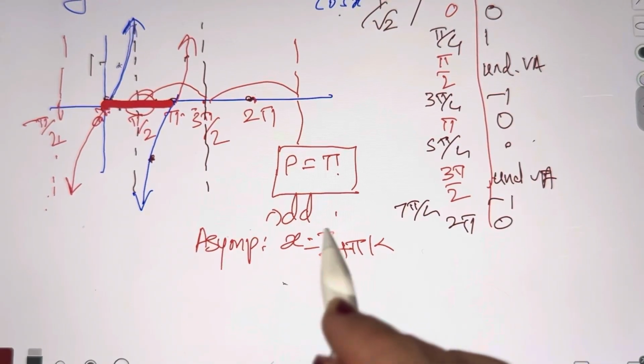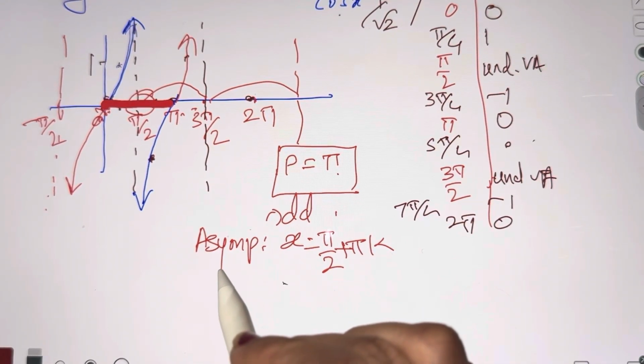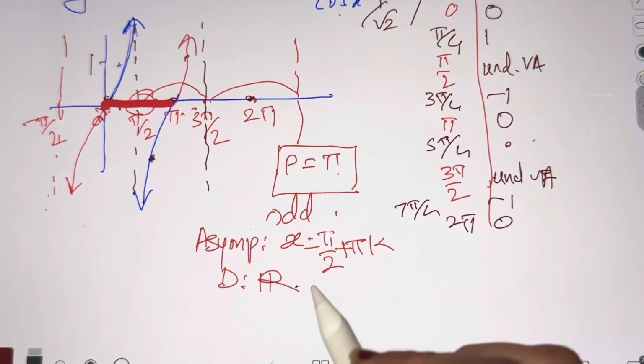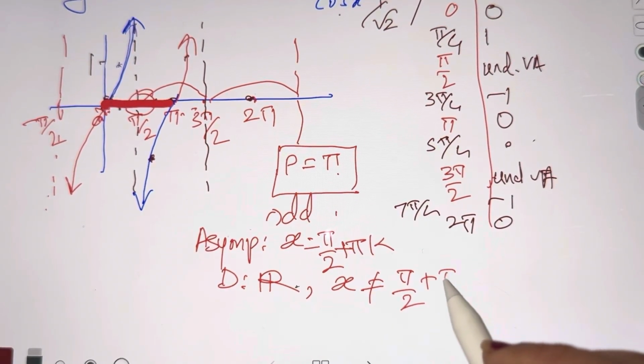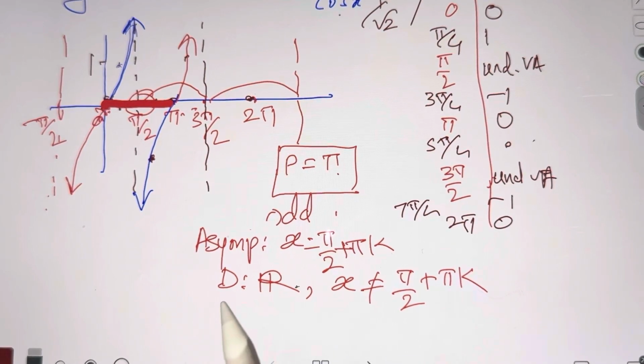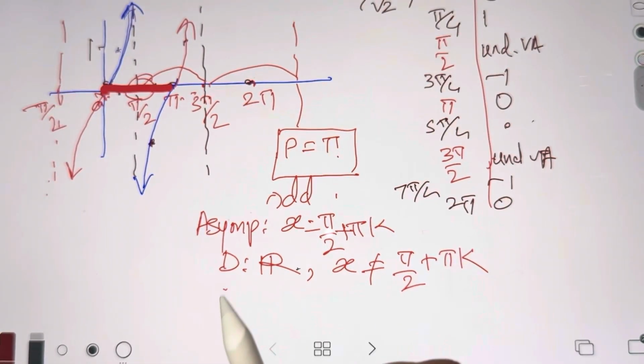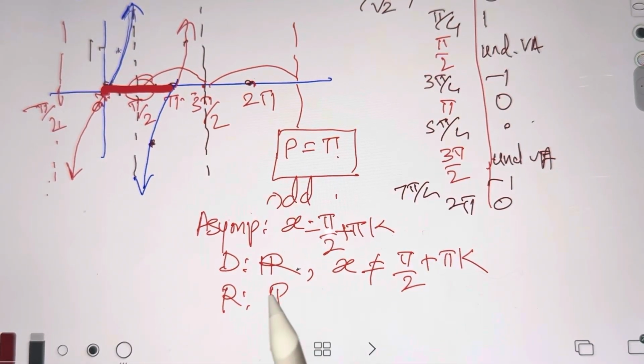Okay, next is, what will be the domain? Domain will be all real numbers except the asymptotes. That means x cannot be pi by 2 plus pi k. And what is the range? If you see, it goes all over, so range is all real numbers. And did I miss anything?